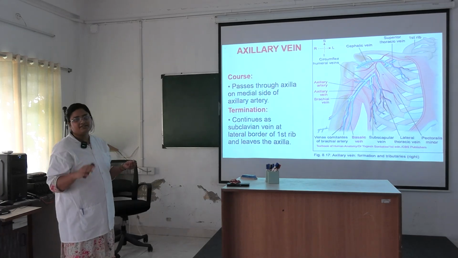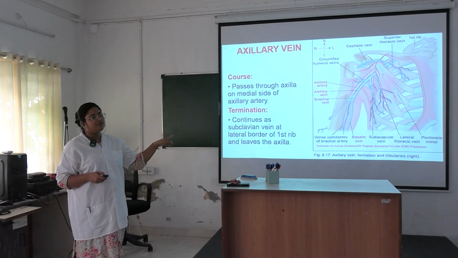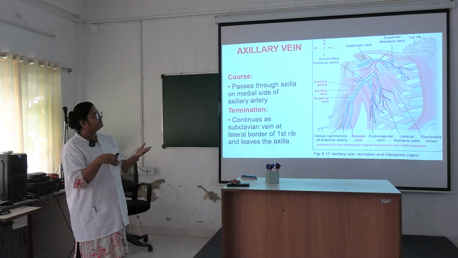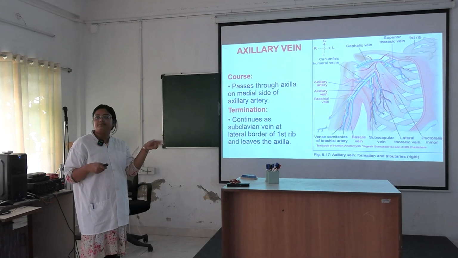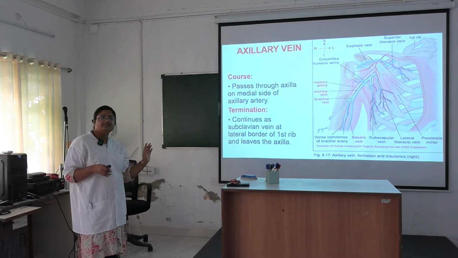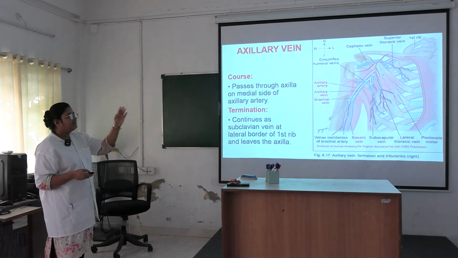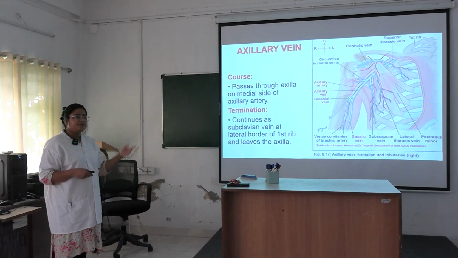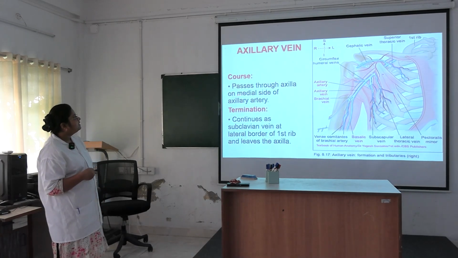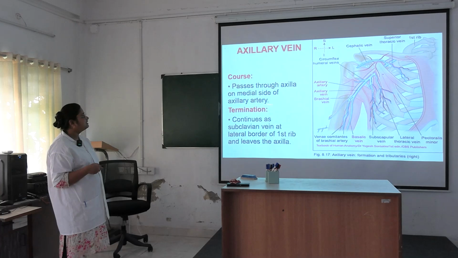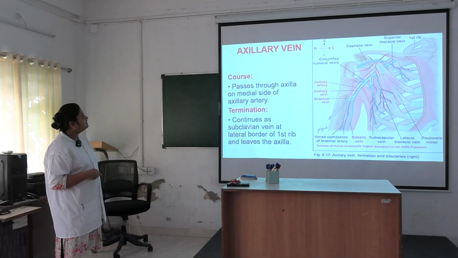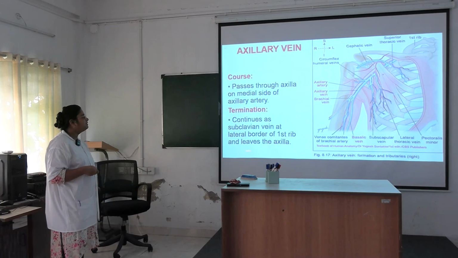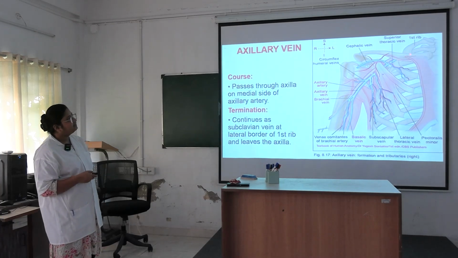We have cut some of the tributaries, and these tributaries will be part of the venae comitantes or other supplying veins going to supply different muscles, okay. So, there are variations in the vein. So, course: it passes through the axilla on the medial side of the axillary artery. Termination: it continues as the subclavian vein at the lateral border of the first rib and leaves the axilla here.